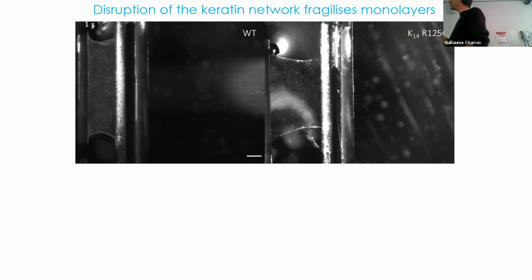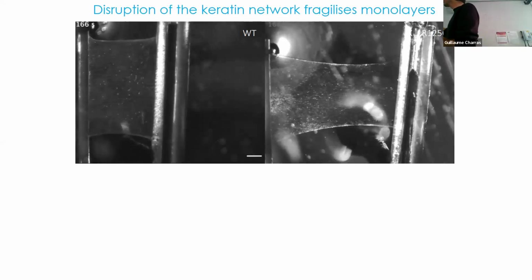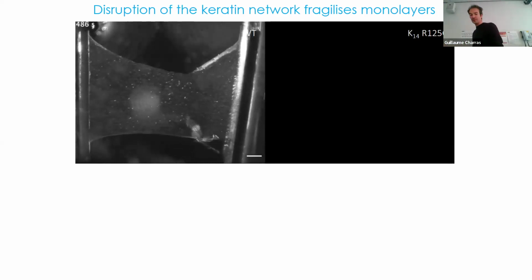So what we did is we engineered one of the point mutations that you find in some epidermolysis bullosa patients, and that's this keratin R125C mutation. We overexpress that in cells, and I'll show you in the next slide, but that results in disruption of the keratin network. Here I've got one wild-type monolayer, and this monolayer here is made of cells that overexpress this keratin. I'm playing them side by side, at the same strain rate. And what you'll see is that this monolayer here cracks very early compared to the wild-type tissue.